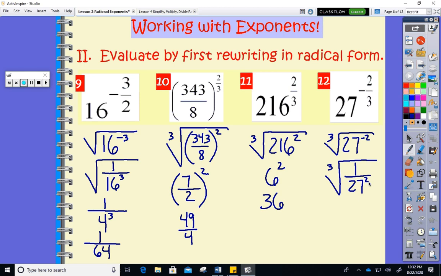So again, I'm going to do the cube root part first because it makes my numbers smaller. So the cube root of 1 is 1. The cube root of the 27 is 3, but I've still got to square. So I'm going to get 1/9.